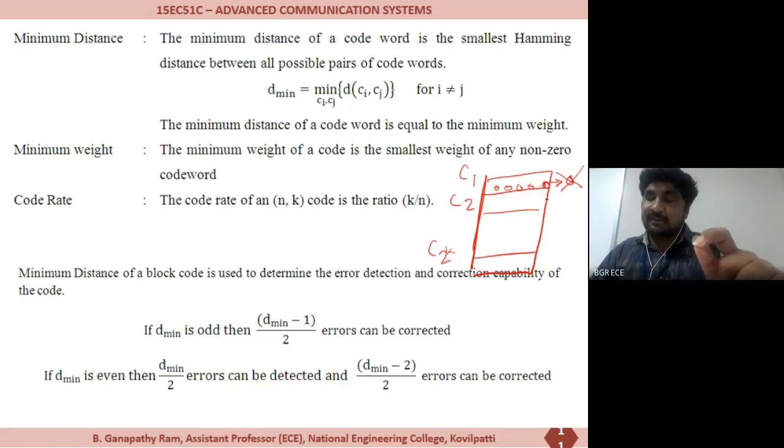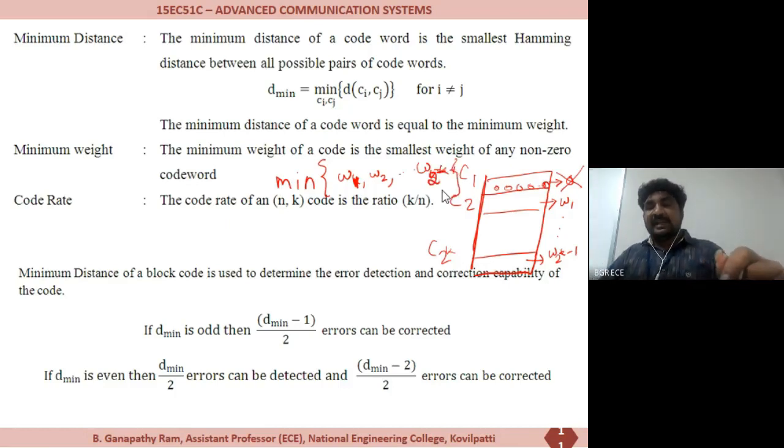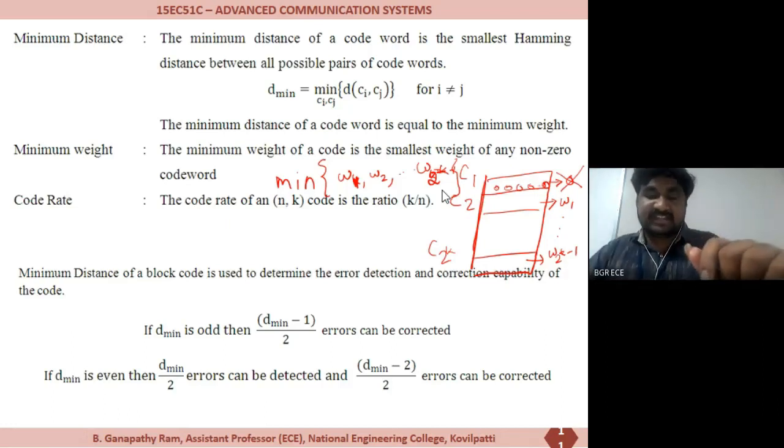And we have to find out the weights of each of the code words. Let it be weight w1, w2, up to w of 2 power k minus 1. And we have to find out the minimum value of w1, w2 up to w of 2 power k minus 1. Then we can identify the minimum weight. This is the way how we have to find out the minimum weight.